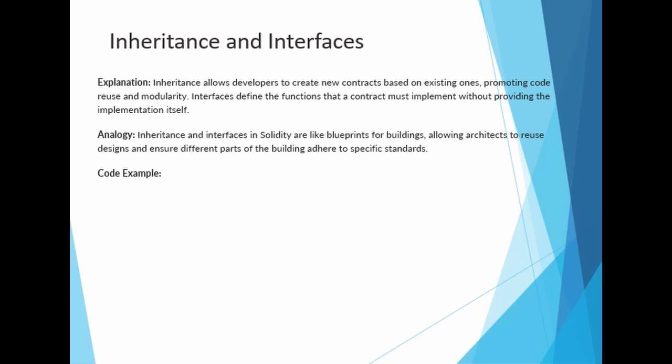Inheritance allows developers to create new contracts based on existing ones, promoting code reuse and modularity. Interfaces define the function declarations without implementing their functionalities. Inheritance and interfaces in Solidity are like blueprints for buildings, allowing architects to reuse designs and ensure different parts of the building adhere to specific standards.